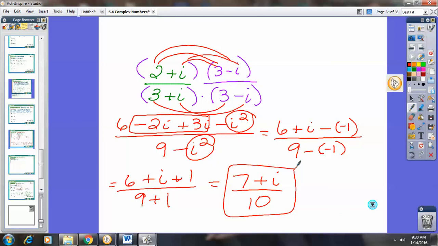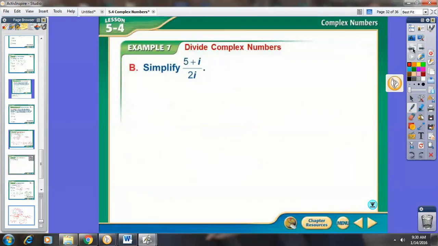Couple more. What about this one? We have an I in the denominator, which we know we can't have. There's not two terms in the denominator, so I can't multiply by the conjugate. Think about what our goal is. Our goal is to get rid of the I in the denominator, correct? What can I multiply 2I by that will get rid of I?